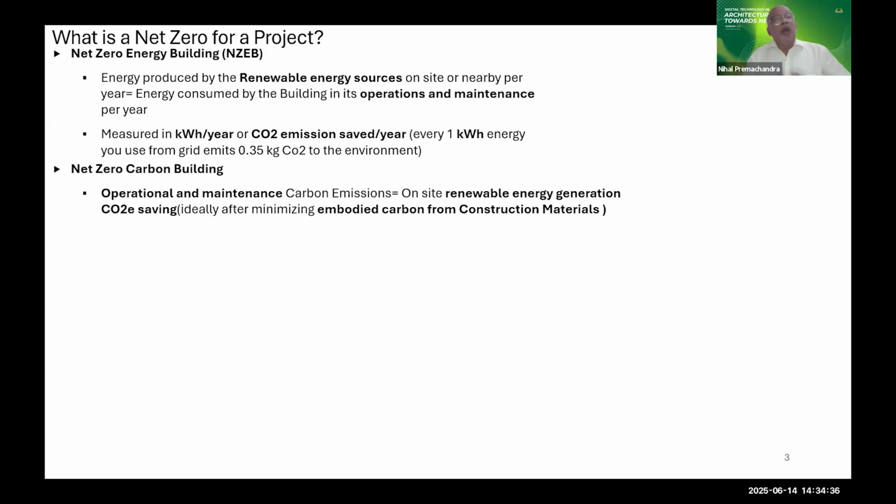Right, now net zero carbon building, again, the same thing. Operational and maintenance carbon emissions must be equal to the on-site renewable energy generation carbon emissions. When you use renewable energy, you are saving certain carbon emissions that must be equal to the operational and maintenance carbon emission. This is where a net zero carbon building comes.